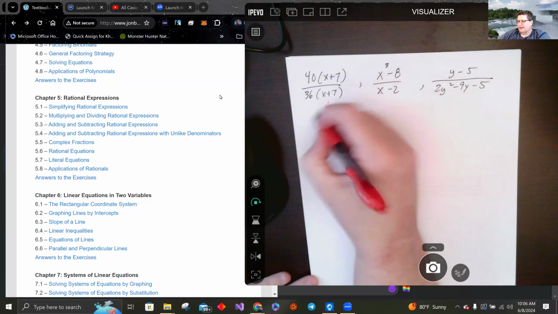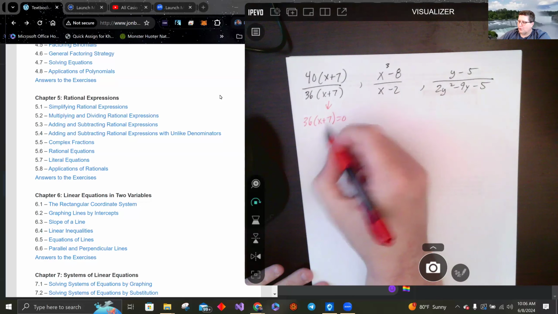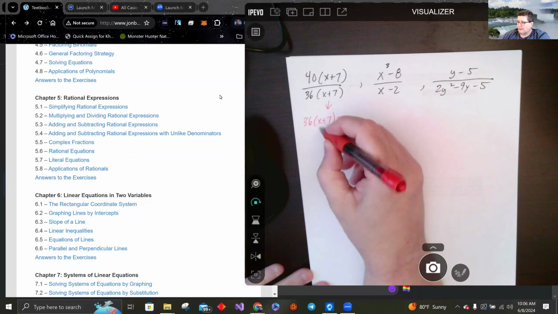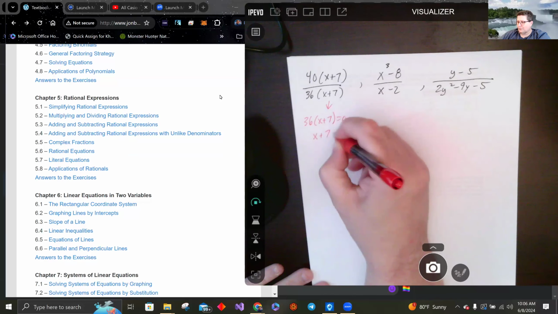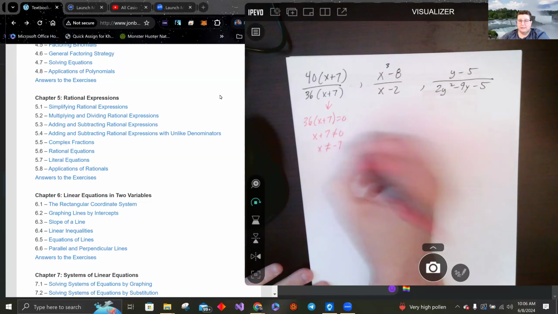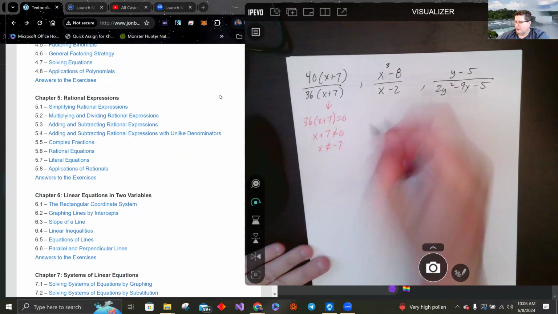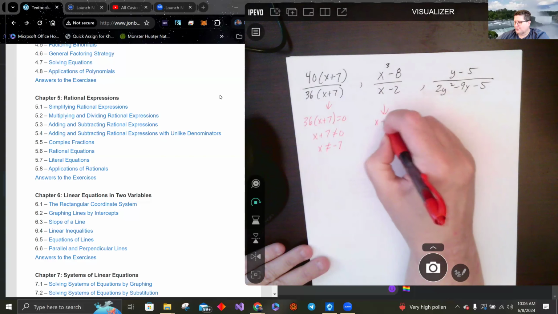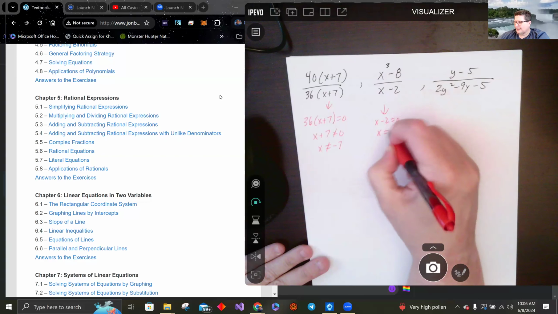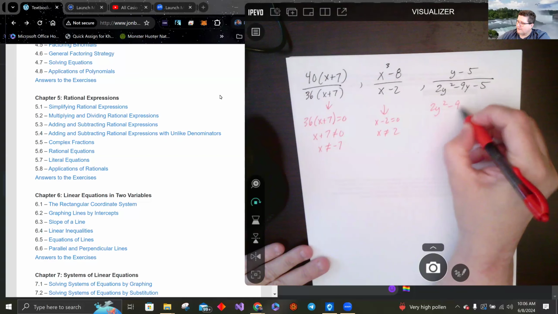Right, if we have 36 times x plus 7 equals 0, we violate it. So x plus 7 cannot equal 0. X cannot equal negative 7. For here, you will end up with x minus 2 equals 0. X cannot equal 2.